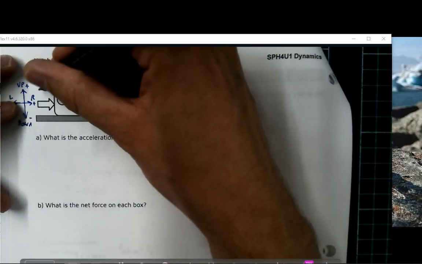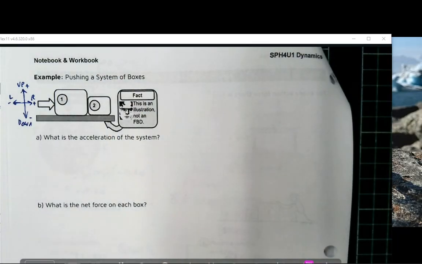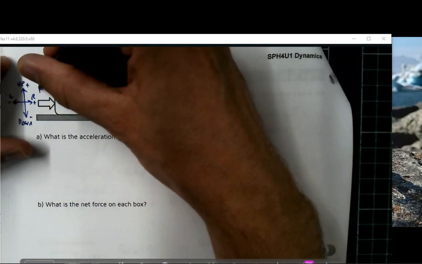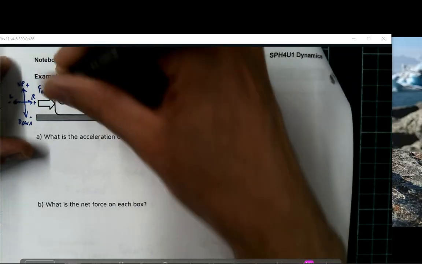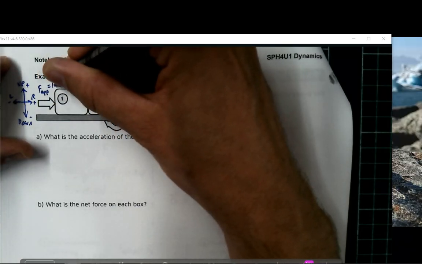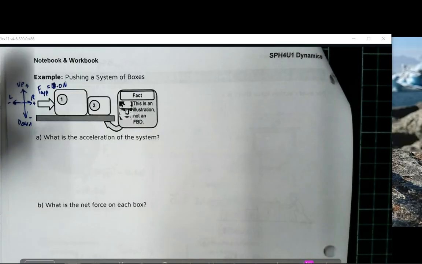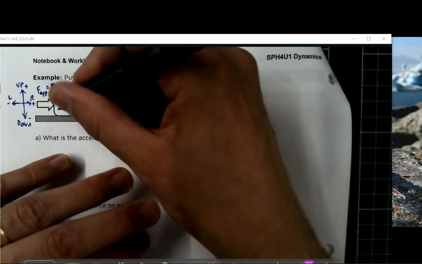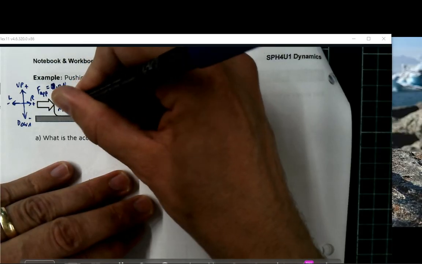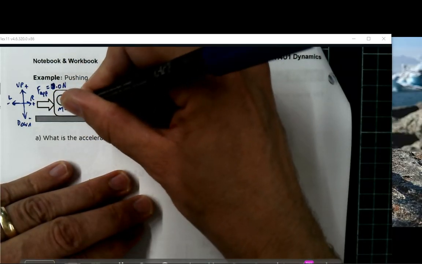And we'll say that there's an applied force. I'm even going to remove the person from this situation. We'll just say that somehow there's an F applied of 18.0 newtons. 18.0 newtons. And we'll say that the first mass is 10.0 kilograms.